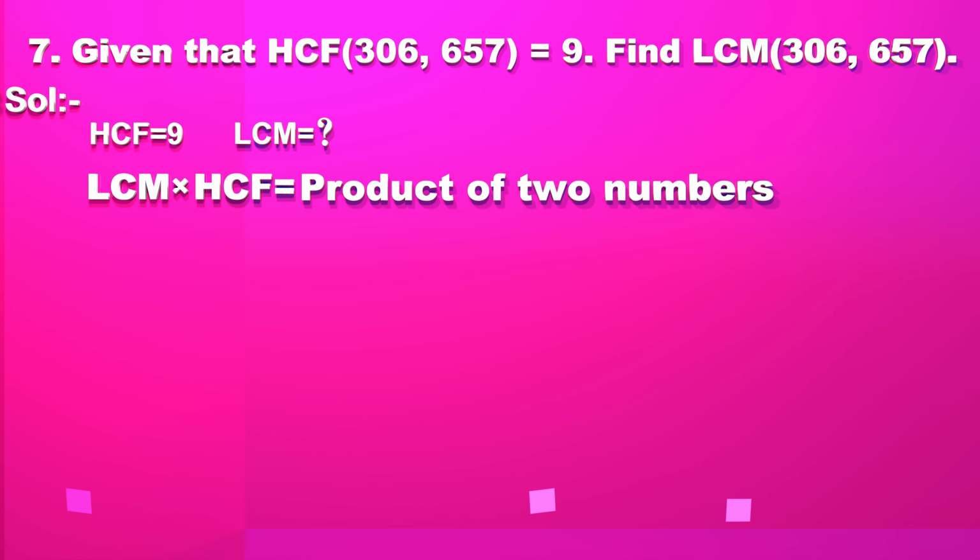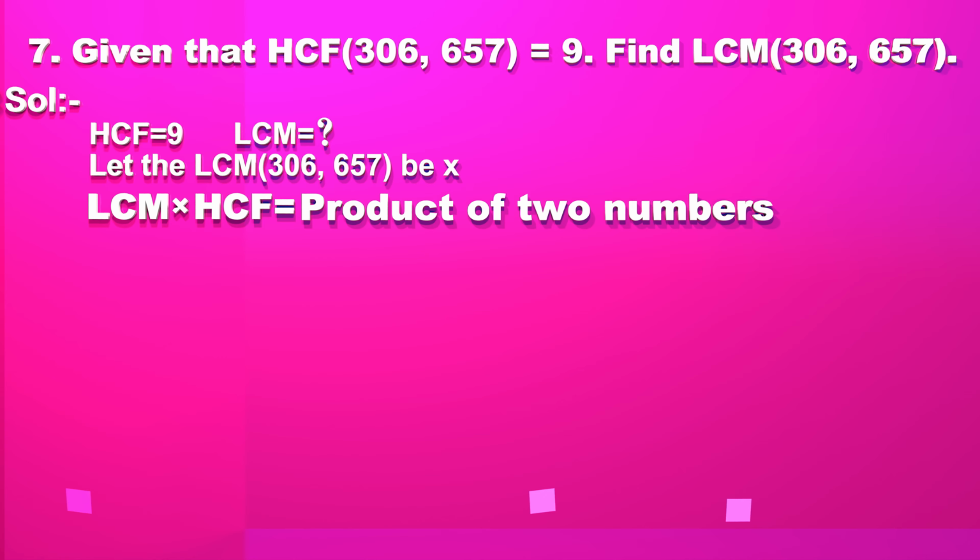We have proved this formula in an easy way, and now we will use this formula to find the LCM of given two numbers. We don't know what LCM is. So let's consider LCM as x. Therefore, we will put x in place of LCM. HCF is 9, which is already given. So we will take it.